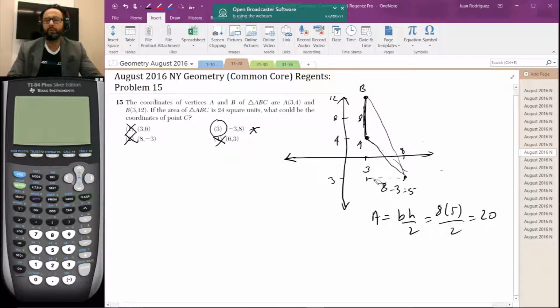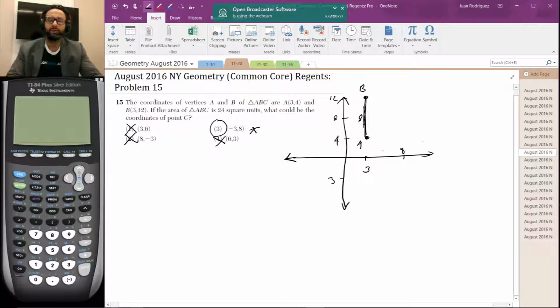But maybe we can get it in a little more theoretical way. And this is how we can get it. We know that the area is base times height over 2. All right? So let's write this down. Area equals base times height over 2.